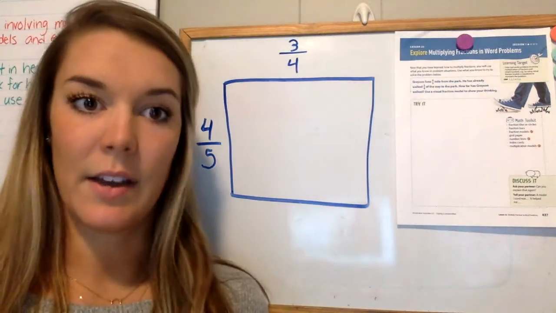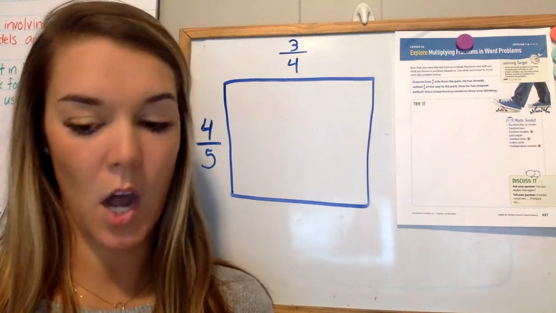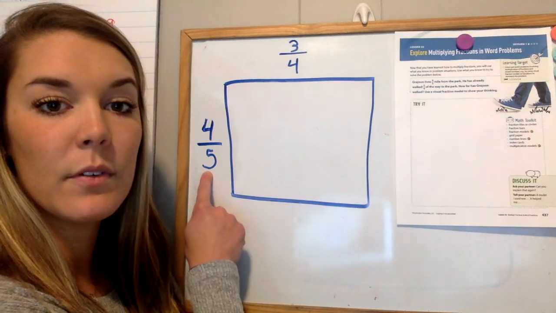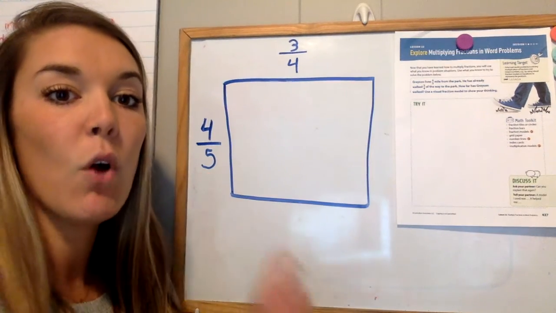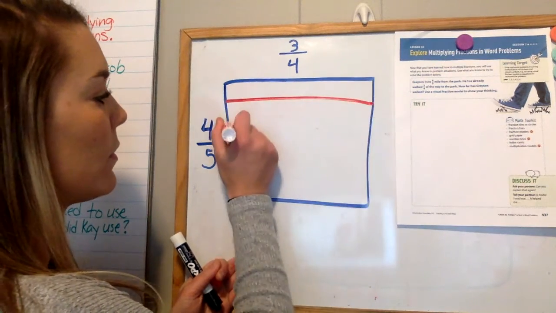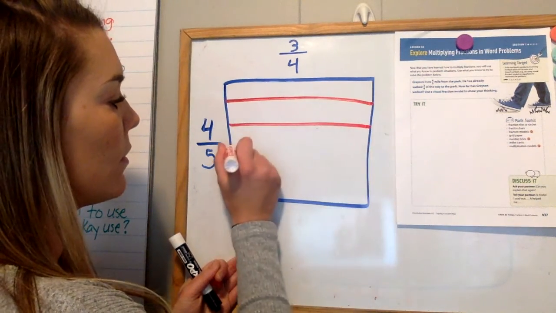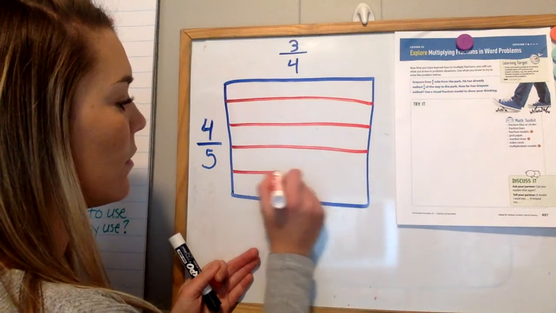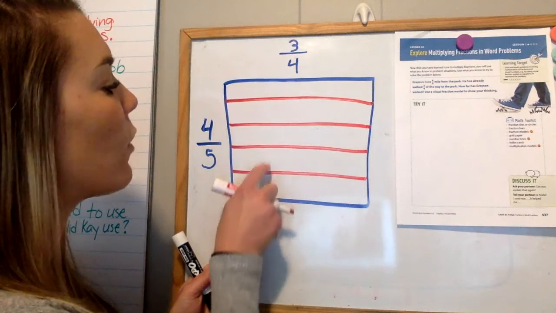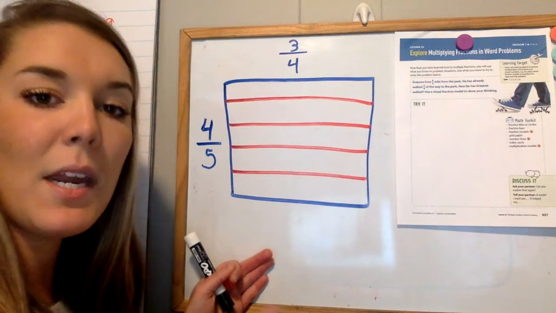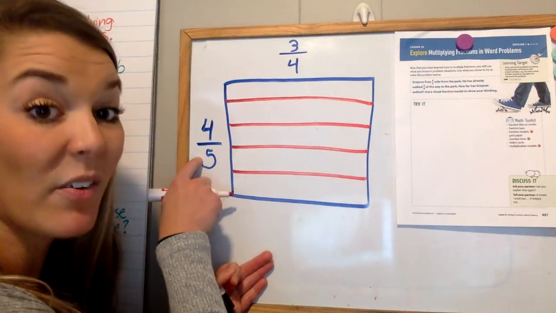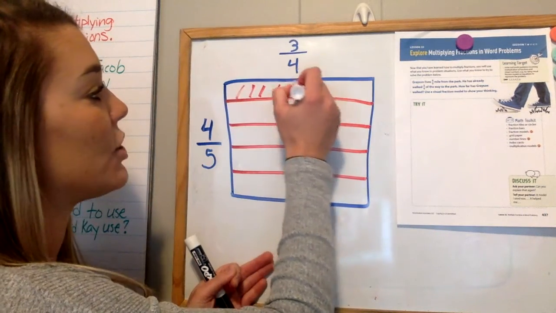Okay, now I need to break up my area model. So 4 out of 5, right? That means I need 5 rows. So I'm going to go ahead and make 5 rows. Okay, let me just double check that that's 5. 1, 2, 3, 4, 5. Good. How many of those rows do I need to shade? 4 out of 5. Right, so I'm going to quickly shade in 4.